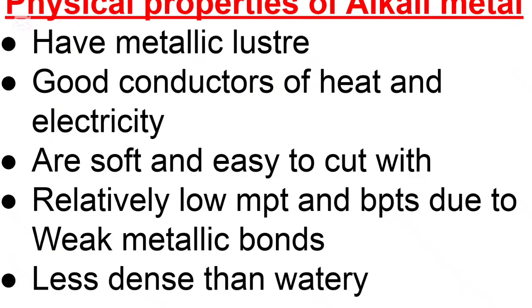Physical properties of alkali metals. They have a metallic luster, that is a shiny surface when freshly cut. They are good conductors of heat and electricity. They are soft and easy to cut with a knife. They have relatively low melting and boiling points due to the weak metallic bonds. Then they are less dense than water. They float on water when placed in water.